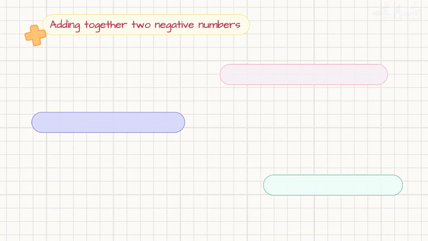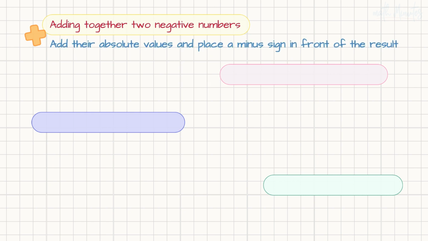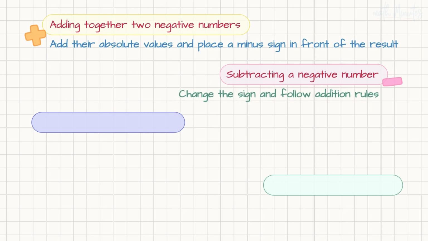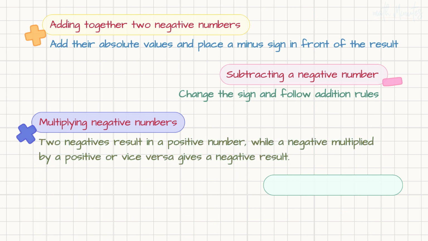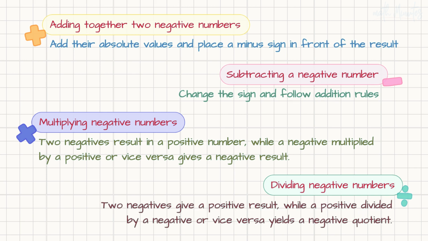Let's quickly summarize what we've learned so far. Adding two negative numbers: add their absolute values and place a minus sign in front of the result. Subtracting a negative number: change the sign and follow the addition rules. Multiplying negative numbers: two negatives result in a positive number, while a negative multiplied by a positive or vice versa gives a negative result. Dividing negative numbers: two negatives give a positive result, while a positive divided by a negative or vice versa yields a negative quotient.